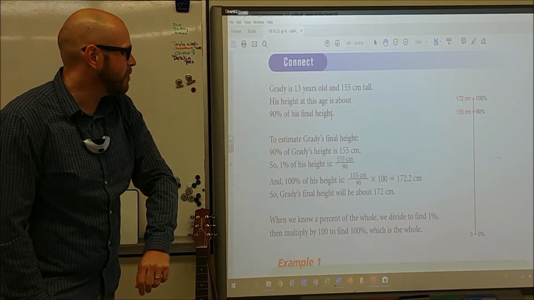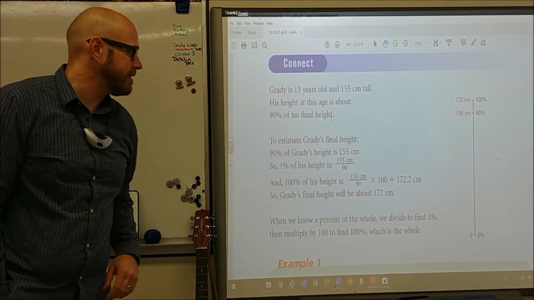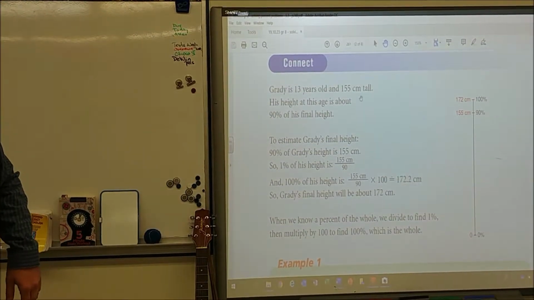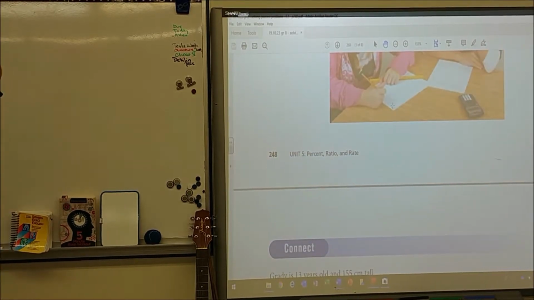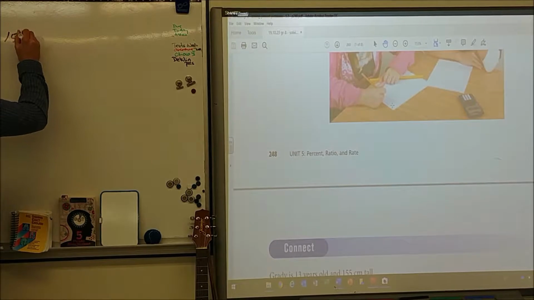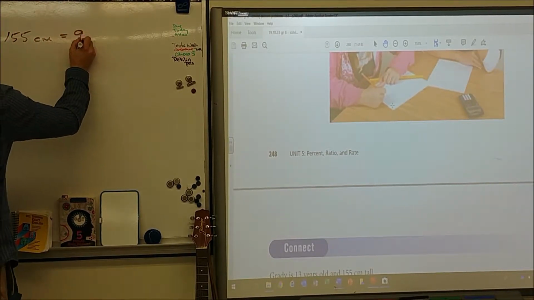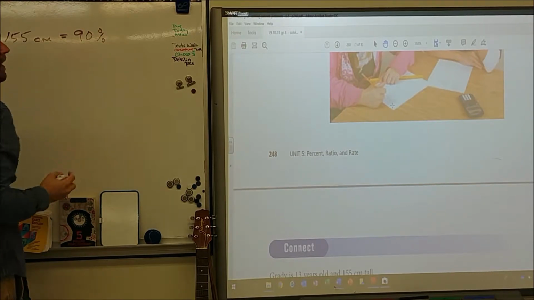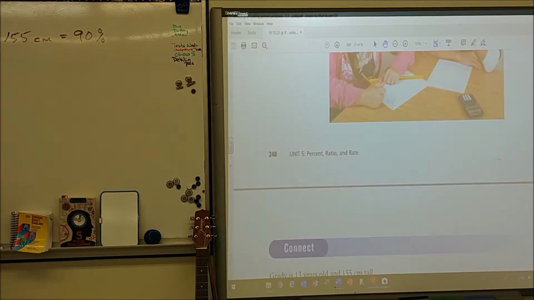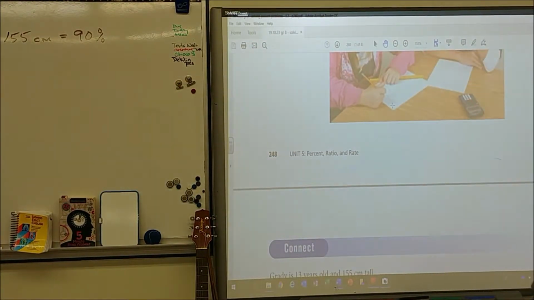Grady is 13 years old and 155 centimeters tall. His height at this age is about 90% of his final height. So, we're going to go to this. He is 155 centimeters probably, equals 90% of his final height. Can you find his final height? Find his final height.